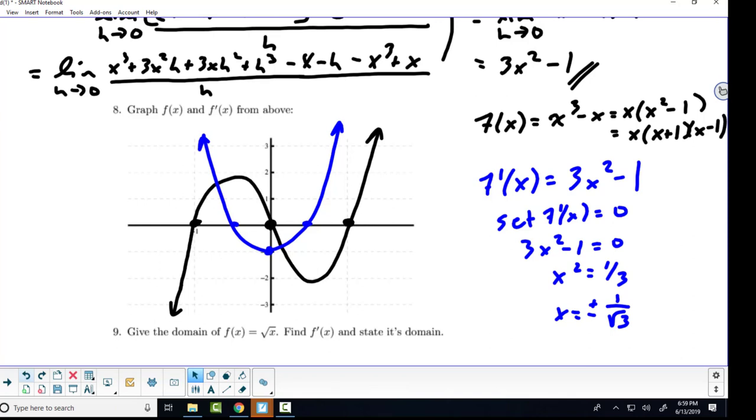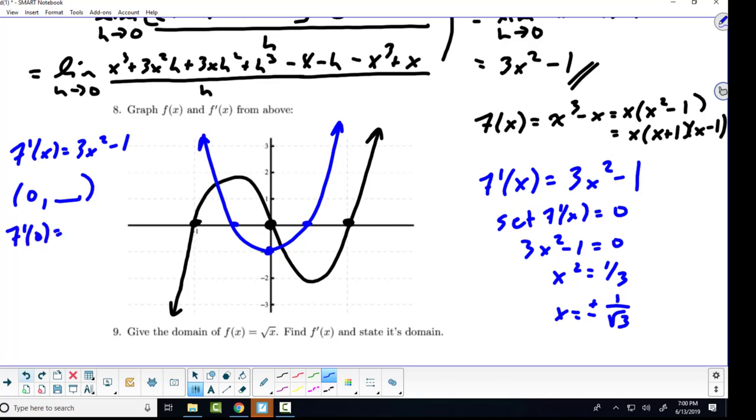Yes, (0, -1). So I was looking for the y-intercept of f prime of x. The y-intercept is an ordered pair that looks like (0, something). So what did I do? Because that's what puts me on the y-axis, right? So I just plug 0 into the function. I said, what's f prime of 0? Well, it's 3 times 0 squared minus 1, which gives me -1, so that's the ordered pair (0, -1).